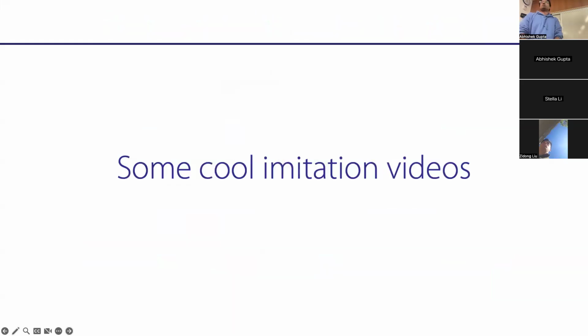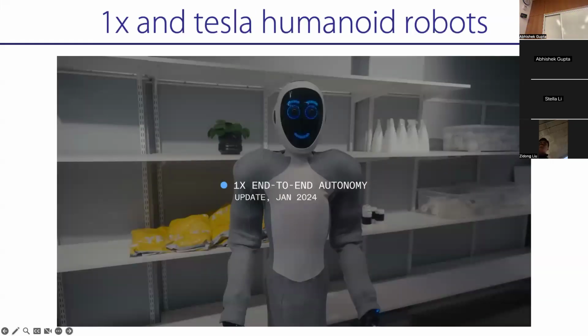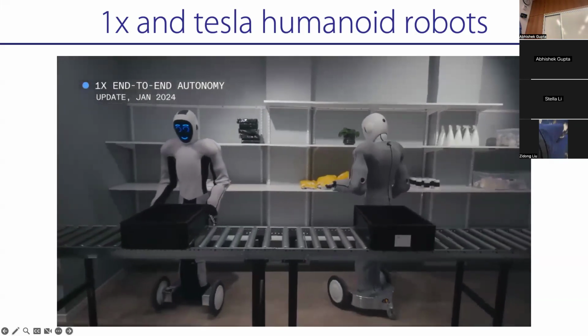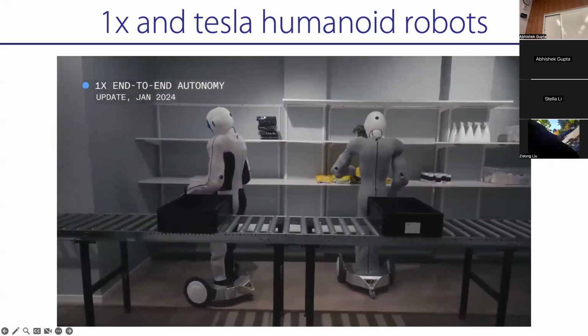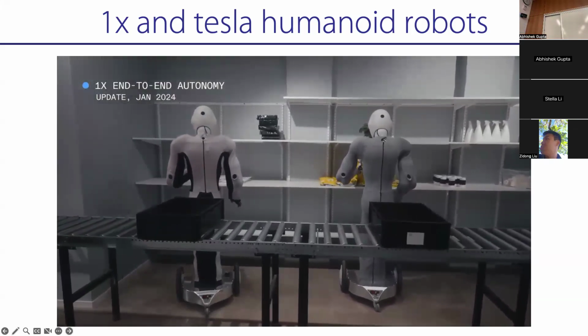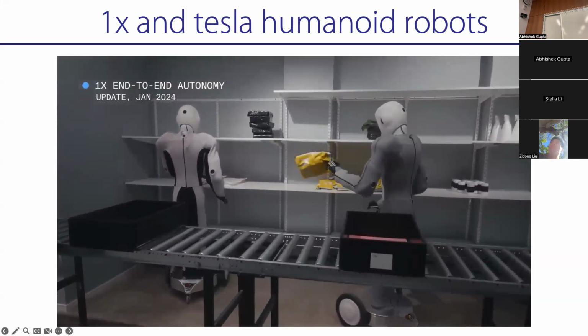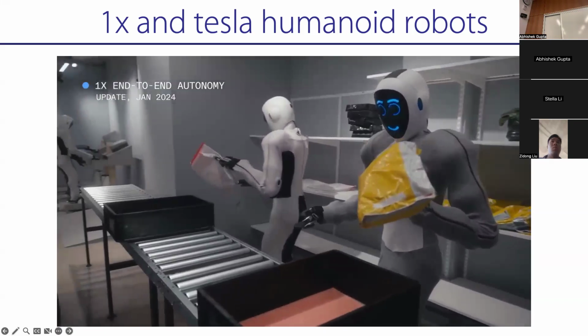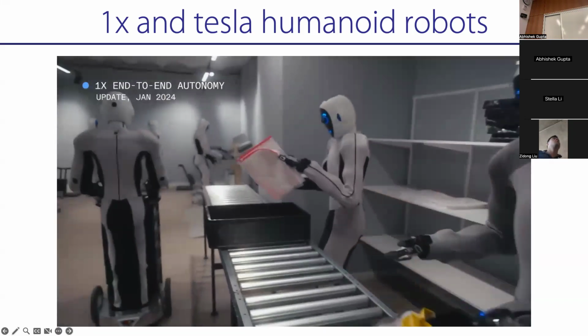Cool. And some cool videos. This is from 1X. This is from last year. I think they have a better video out this year. But this is all trained with just behavior cloning plus tricks. So just imitation learning. And this is autonomous, which is pretty neat. I think they're actually deploying in homes now.